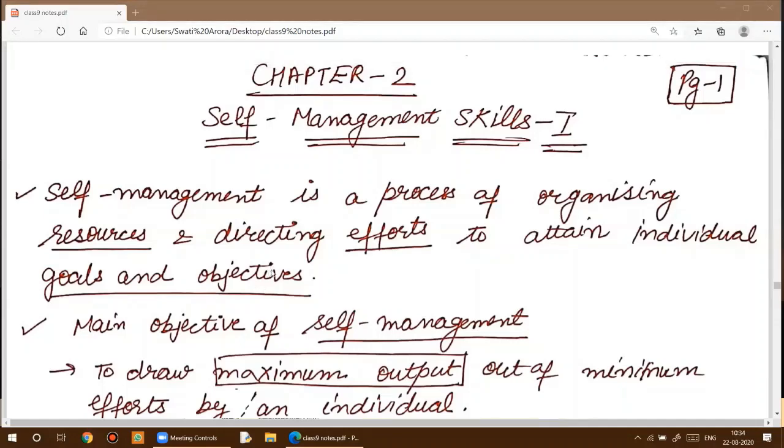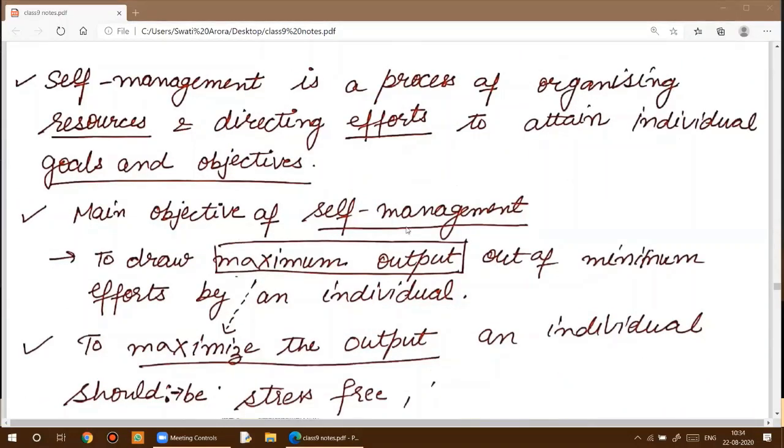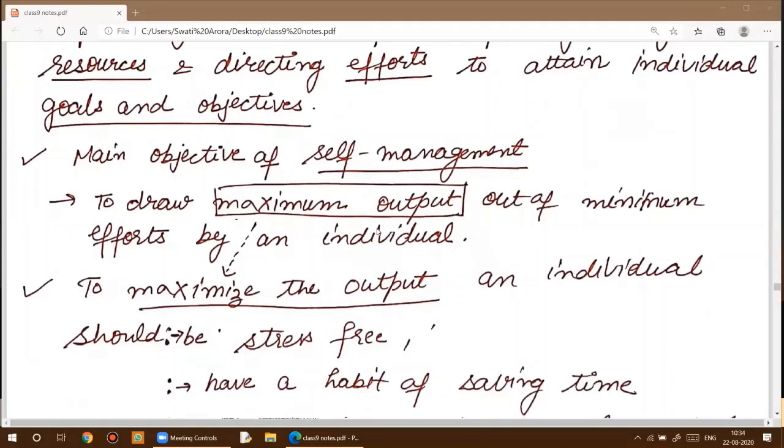Okay, so beta, what is the objective of self-management? Why we need self-management? Because we want maximum output with the minimum effort. We want to put our minimum efforts, but we want maximum output. So for that we need to manage certain things, and that process or that technique is known as self-management. Self, as the name itself is suggesting, self means you have to manage yourself only.